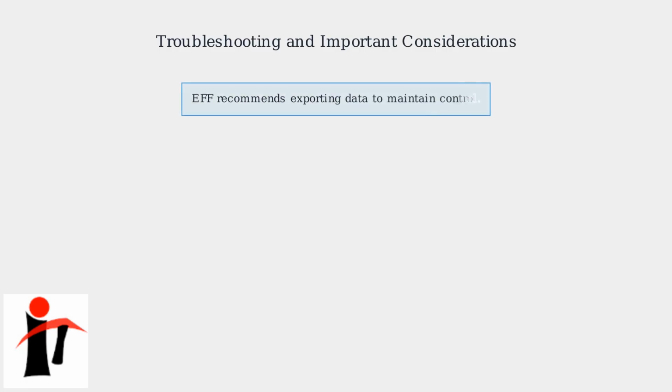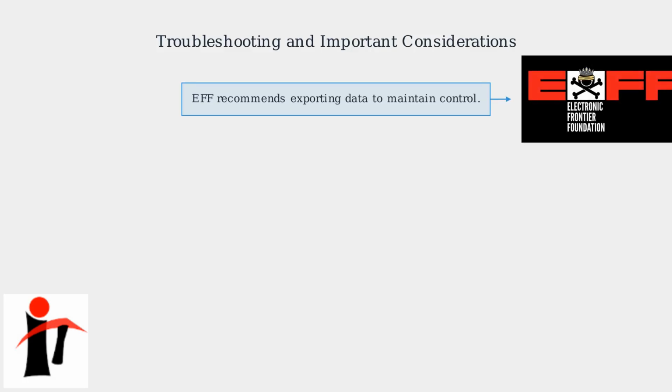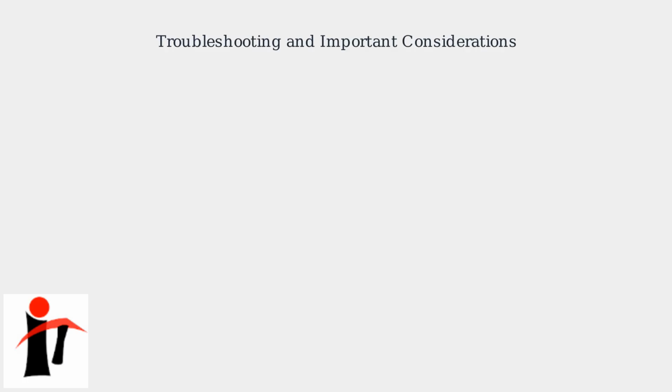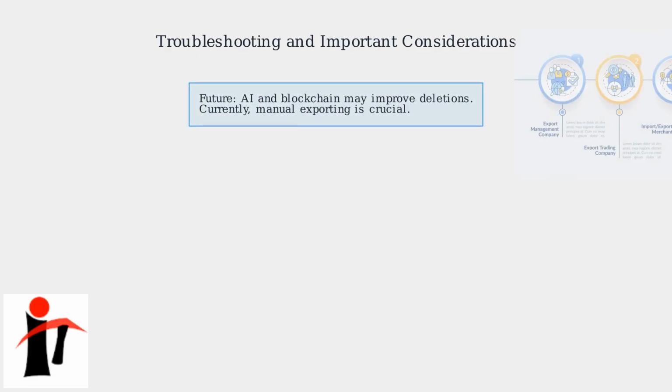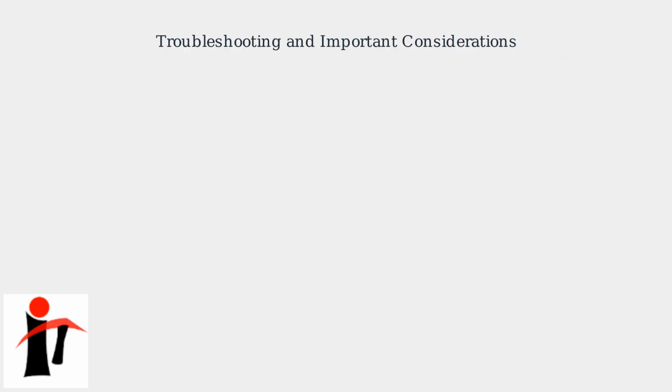Privacy experts, like the Electronic Frontier Foundation, recommend always exporting your data before deletion to maintain control over your subscriber lists and campaign information. In the future, AI and blockchain technologies may further streamline and secure the data deletion process. But for now, manual exporting of your data remains crucial to ensure you retain access to your information.